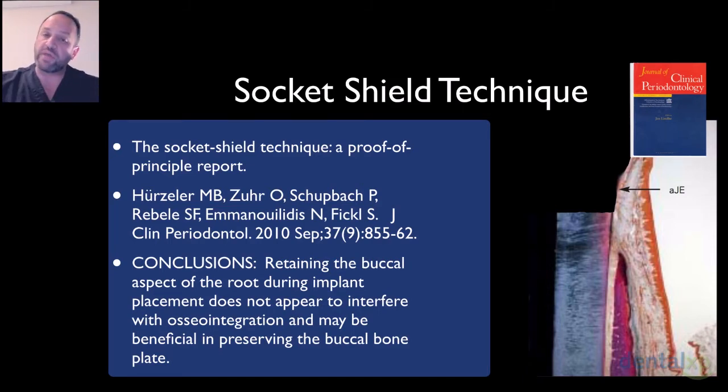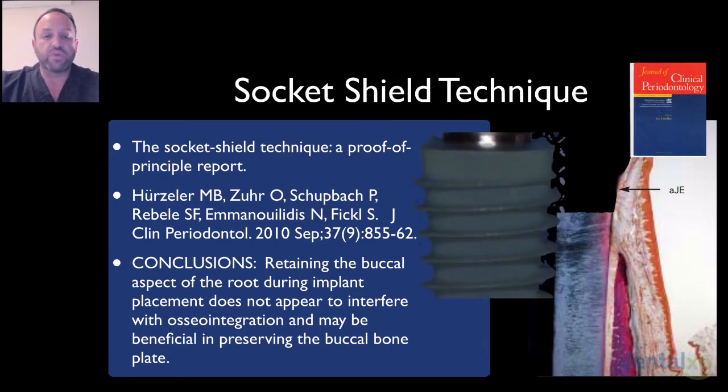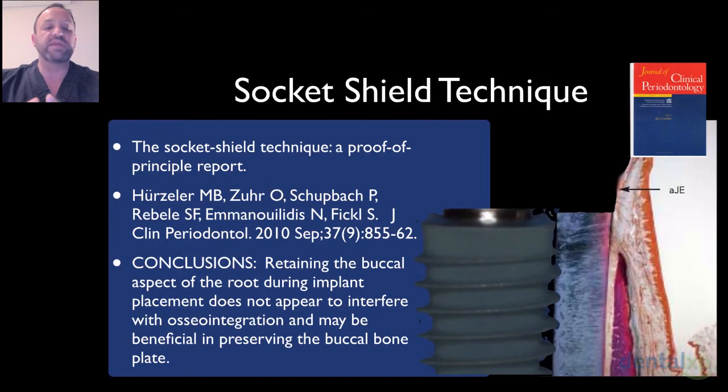Now, if you remember going back to the slides, because the periodontal ligament was there, the blood vessels were still there. And because the blood vessels were still there, we still had nourishment for that bone, and the bundle bone stayed behind and did not resorb at all. So with the placement of that implant, they found in their histological study that retaining the buccal aspect of the root during implant placement does not appear to interfere with osseointegration and may actually preserve the buccal plate.